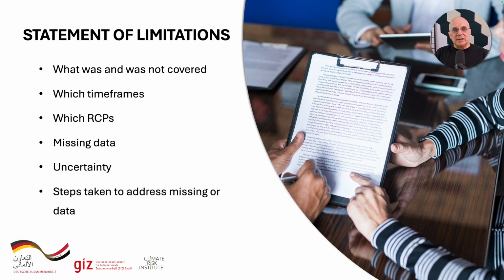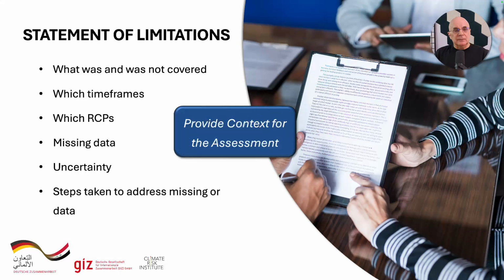We need to provide a statement of limitations. What was and what was not covered? What timeframes did we consider? Which climate models did we use? Is there any missing data? What sort of uncertainties did we encounter? And what steps did we take to address any missing data that we did encounter? So all of this will provide context for the assessment.